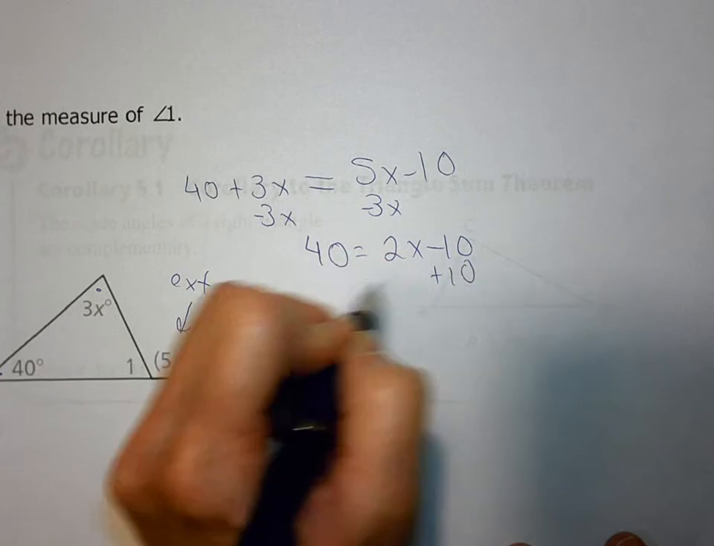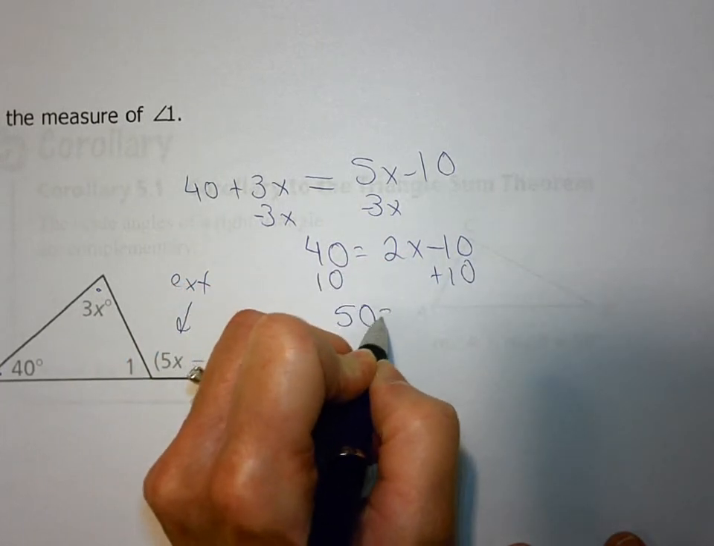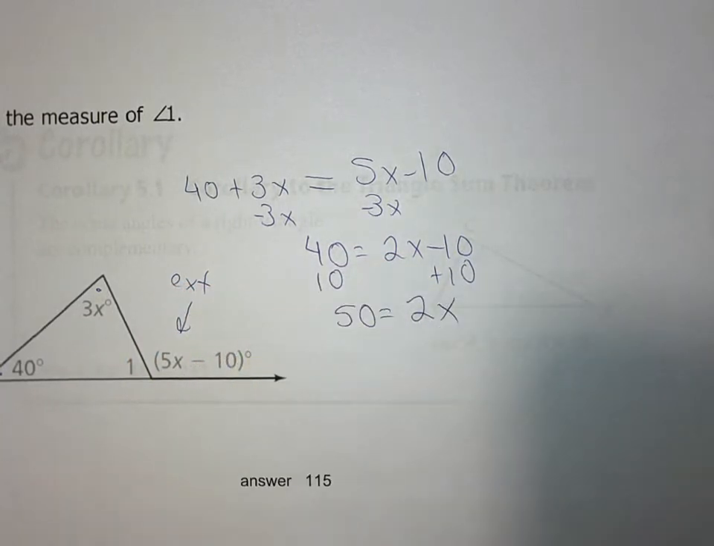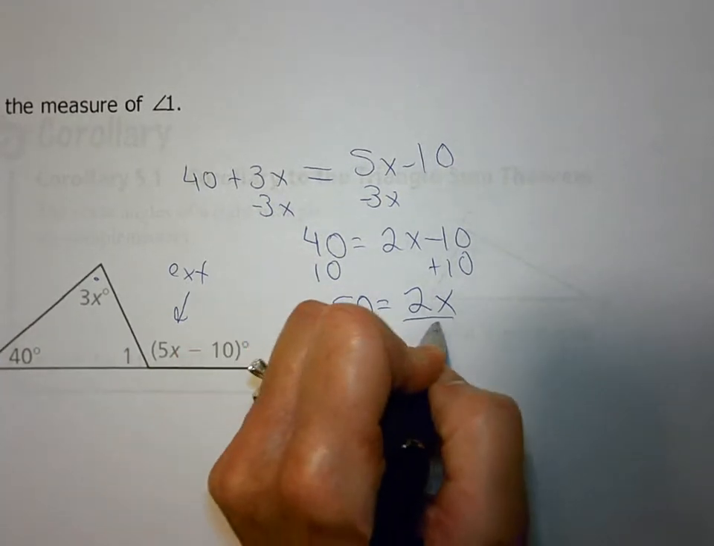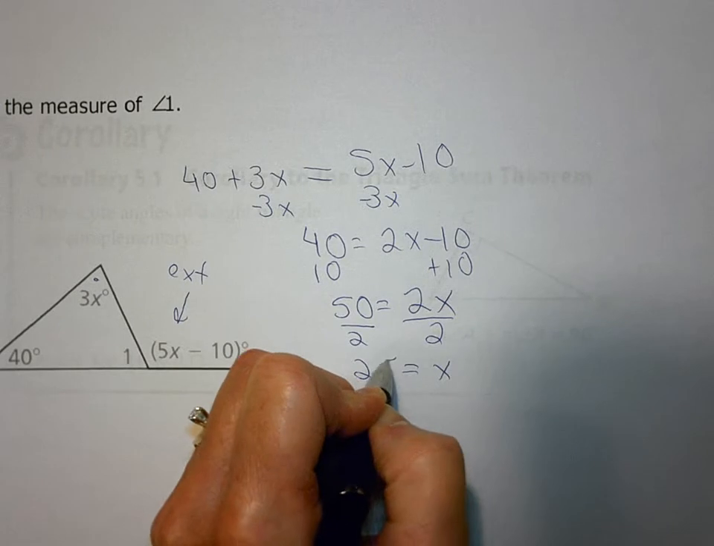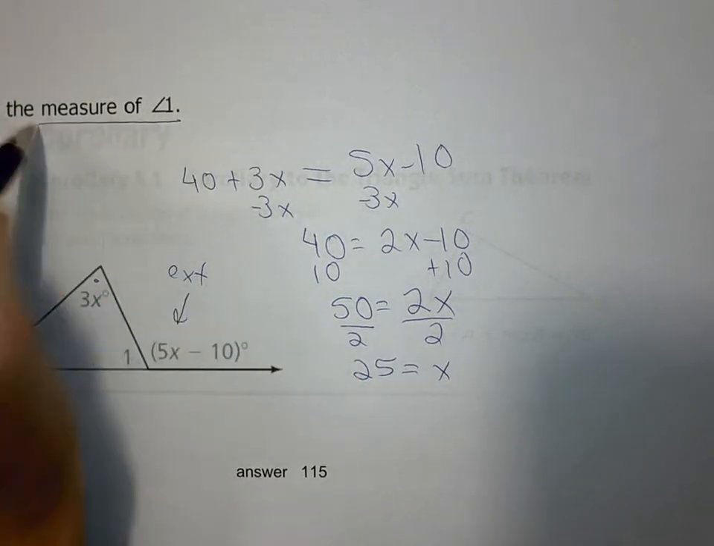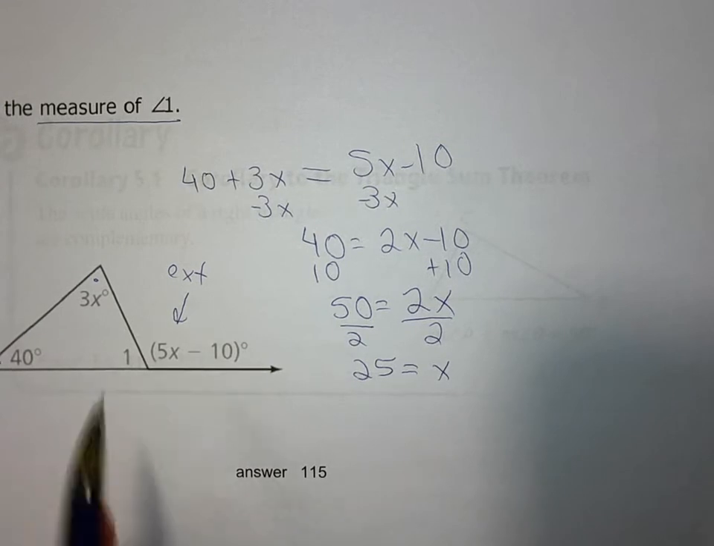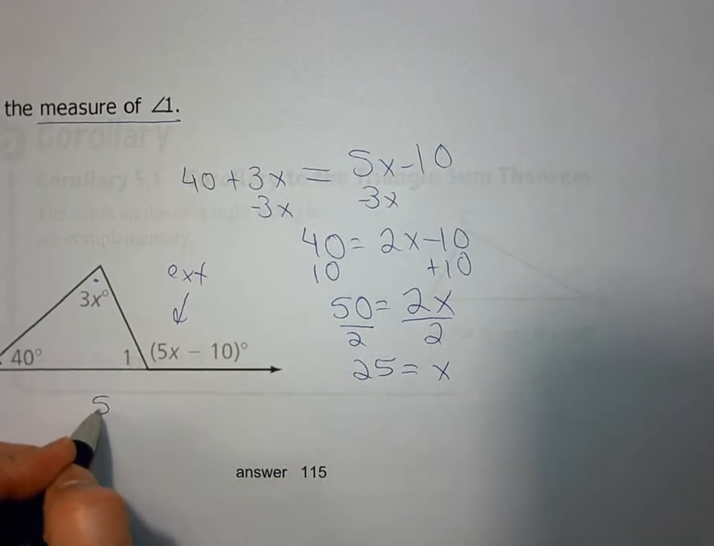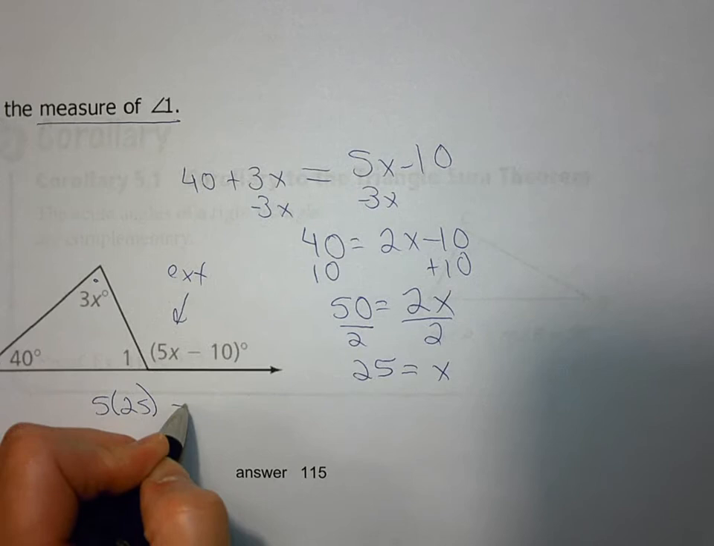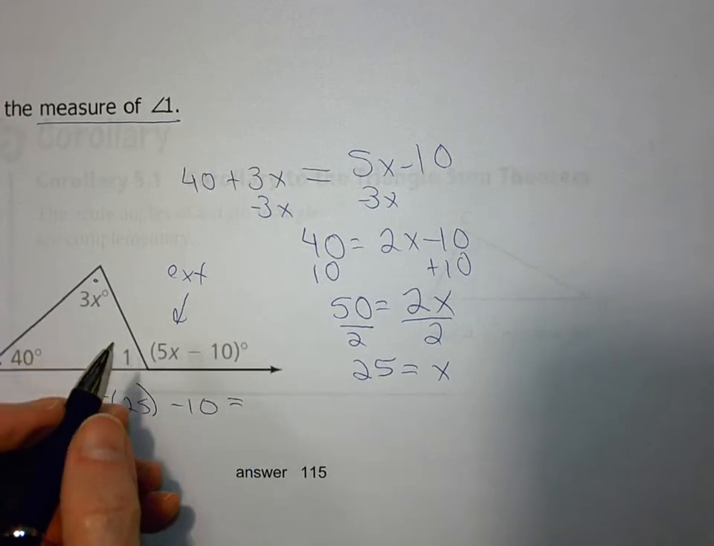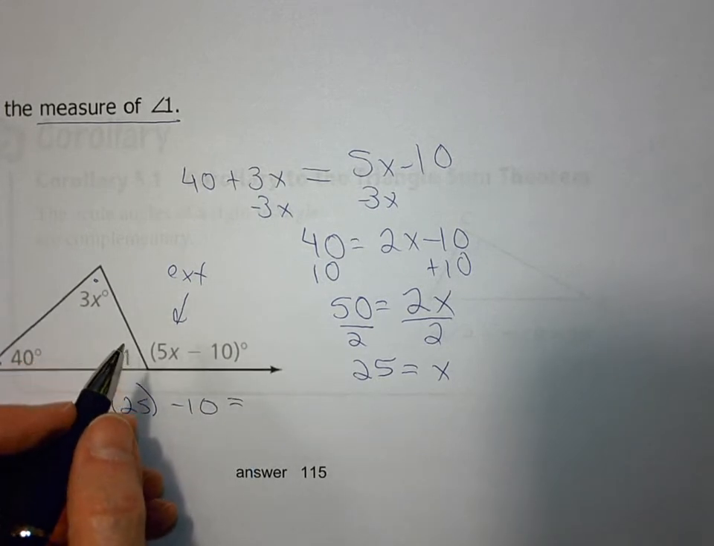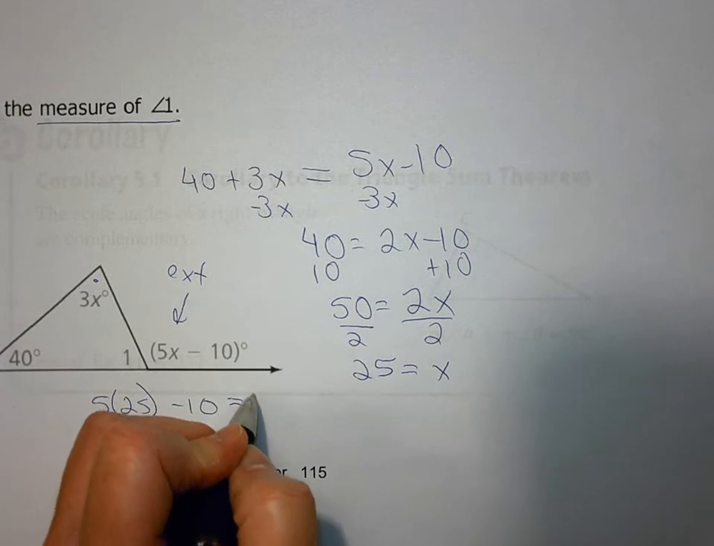Okay, we're going to add our 10s. So 50 is 2x. So we do our division. So x is 25. Okay, however, they asked for the measure of angle 1. So we're going to have to find this angle to find angle 1. So we're going to do 5 times 25 minus 10. So this angle is going to be 145.